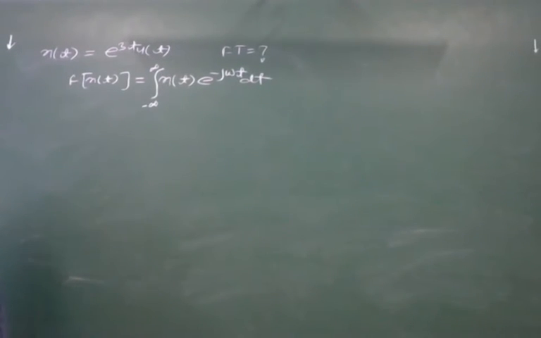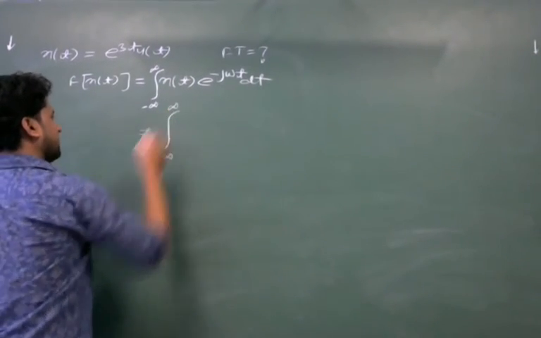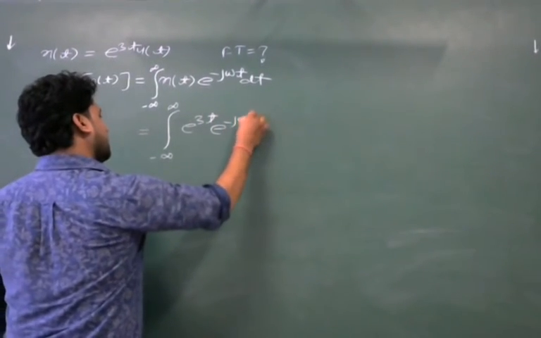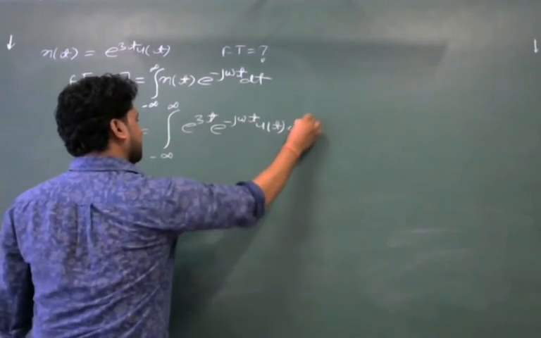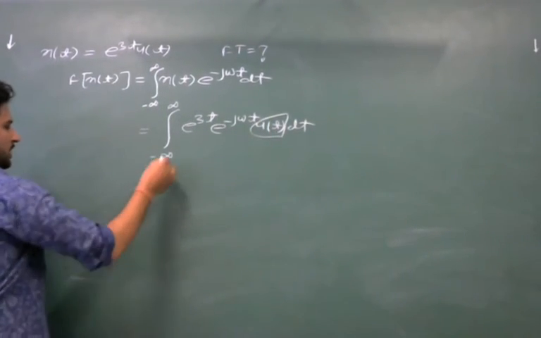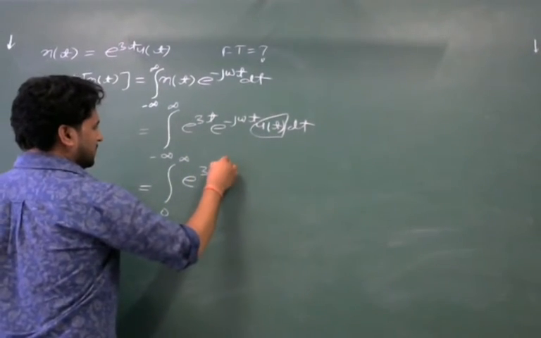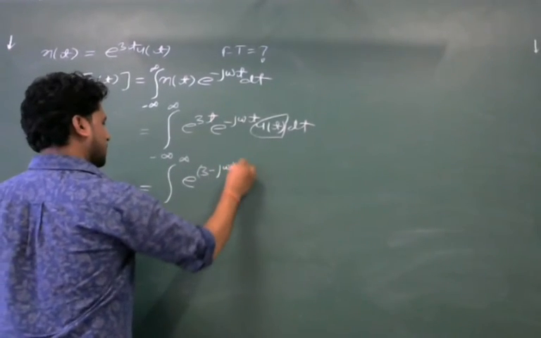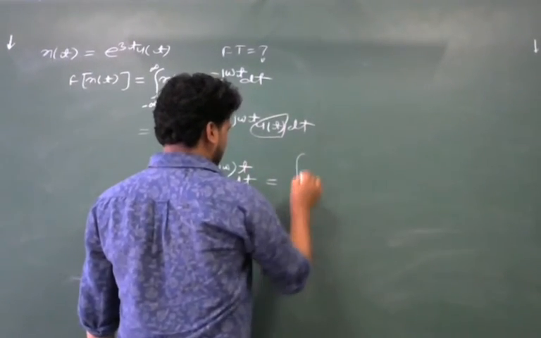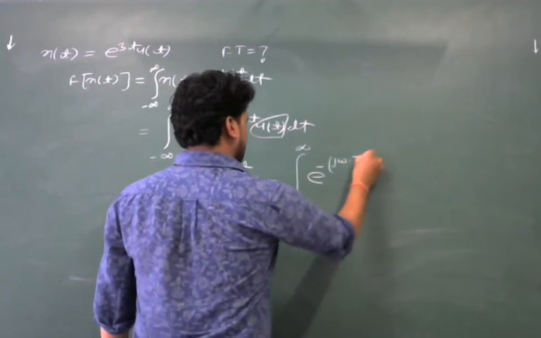Here the given signal is e^(3t) u(t), so I can write it as the integral from minus infinity to plus infinity of e^(3t) into e^(-jωt) u(t) dt. Further, because u(t) is here, I can remove u(t) by putting the limit simply from 0 to infinity of e^((3-jω)t) dt. Or we can write it as the integration from 0 to infinity of e^(-(jω-3)t) dt.